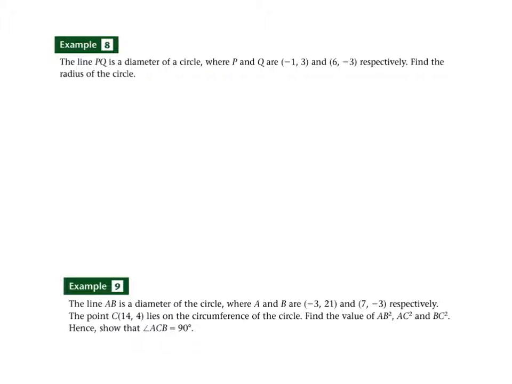We've got PQ as the diameter of a circle. Find the radius of the circle. Well, you know the relationship between the diameter and the radius. The radius is half the diameter. So if we work out the length of PQ and just half it, then we should have the radius. So PQ is equal to the diameter, so half PQ is equal to the radius.